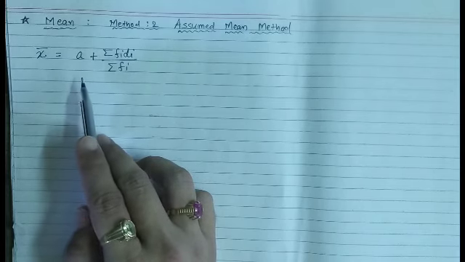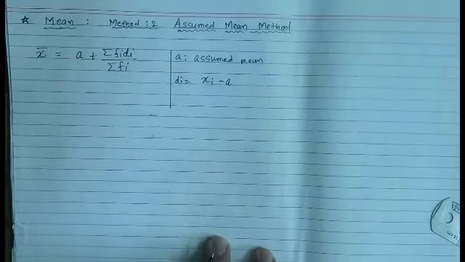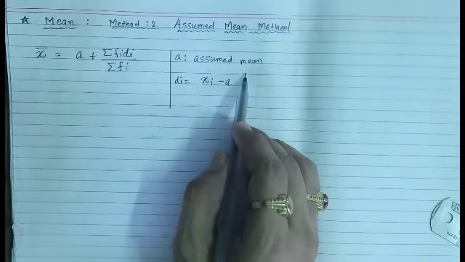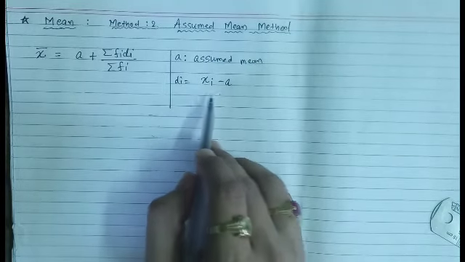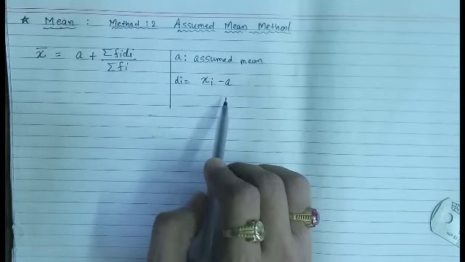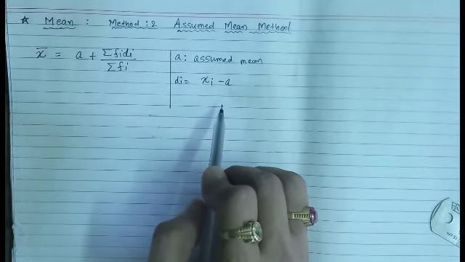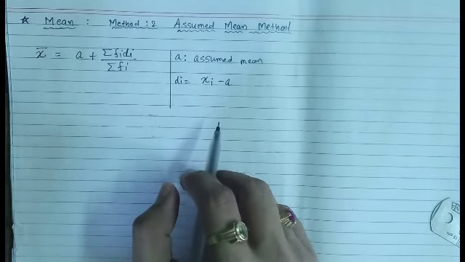I will explain what A is and what di is. Here A is called the assumed mean of the given data, and di can be obtained by xi minus A. How to get the assumed mean and di for the given data? That can be understood only by taking a sum. So let us take a sum from the exercise.